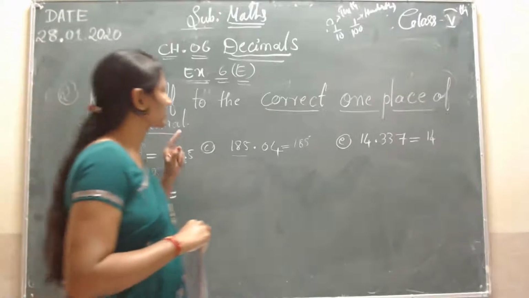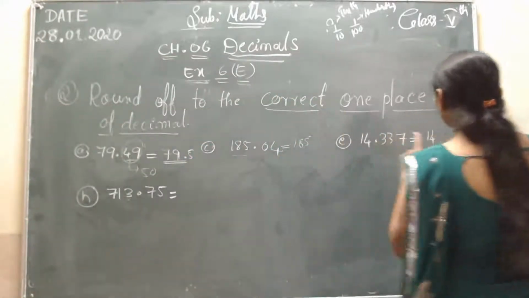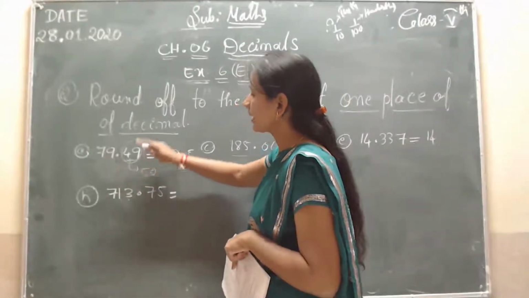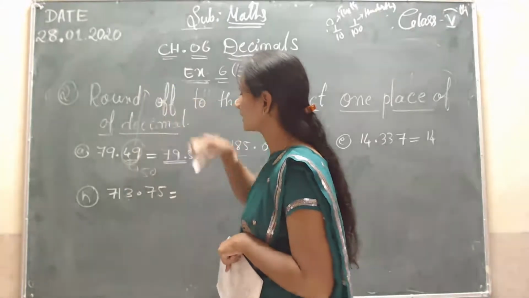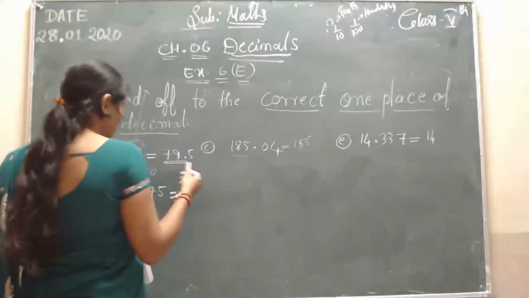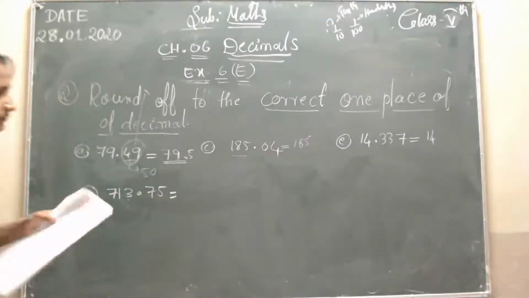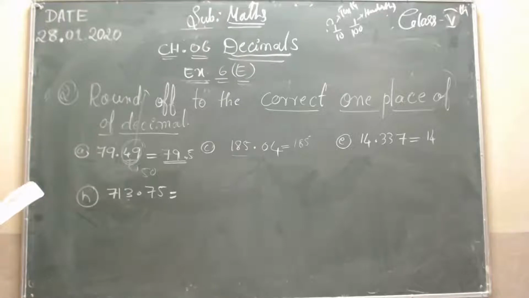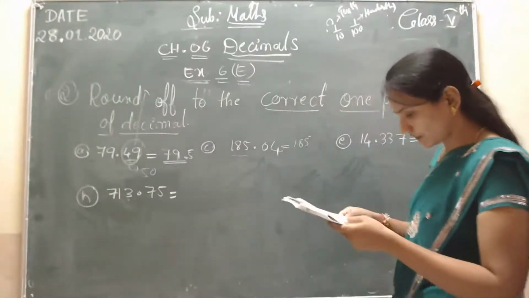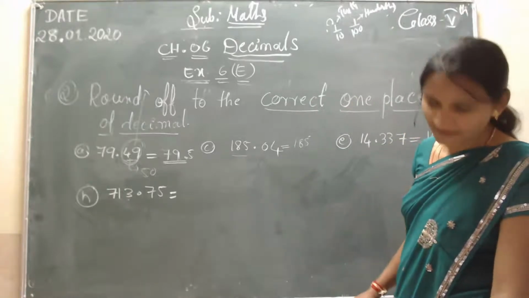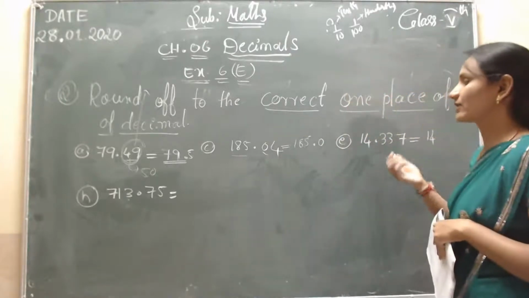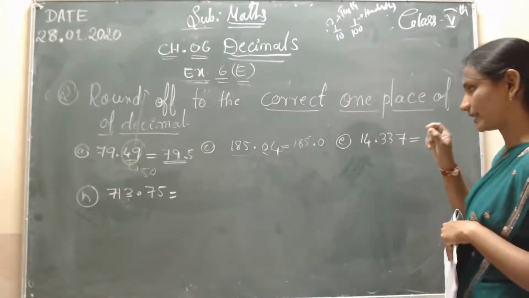One second, students, it is given to round off to the correct one place. Yes, but this is 79.49. 49 means you have to consider the 4, and the 9 you consider as 5. So you have to write here 79.5. So next, students, 185 here. So sorry, one second. Ones place, yes, one place. So here come to 0. Yes, one place you have to consider, not change for that. You have to write 185.0.